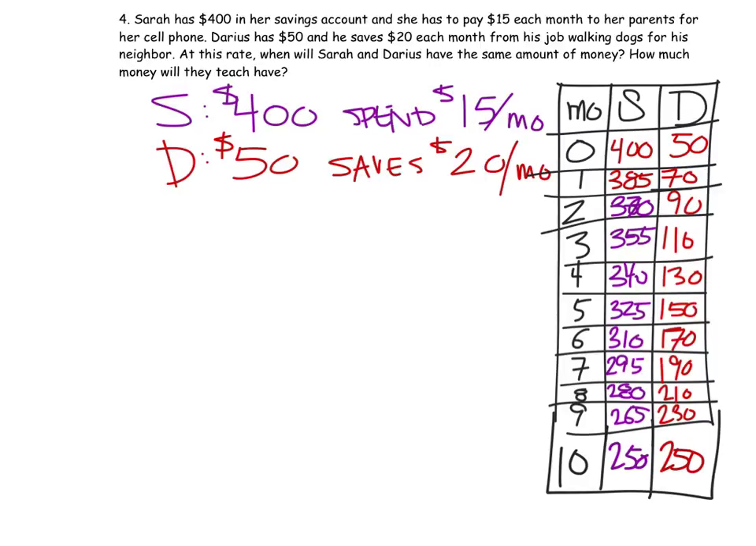So, answering both the questions, I did want it as a sentence. So we'll tag this on. At 10 months, Sarah and Darius will both have $250. Bam, that's it.